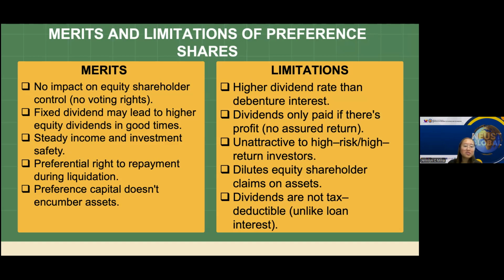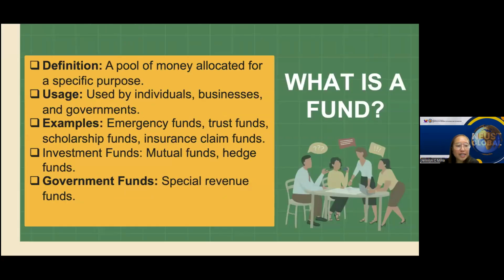Preference shares offer stability for investors and flexibility for the company, but they are not ideal for those seeking high growth or guaranteed returns. So let's talk about what a fund is. A fund is a pool of money set aside for a specific purpose. It can be used by individuals, businesses, or government. Now, how do funds work? For individuals, it may be an emergency fund for unexpected expenses or a trust fund for a specific person.